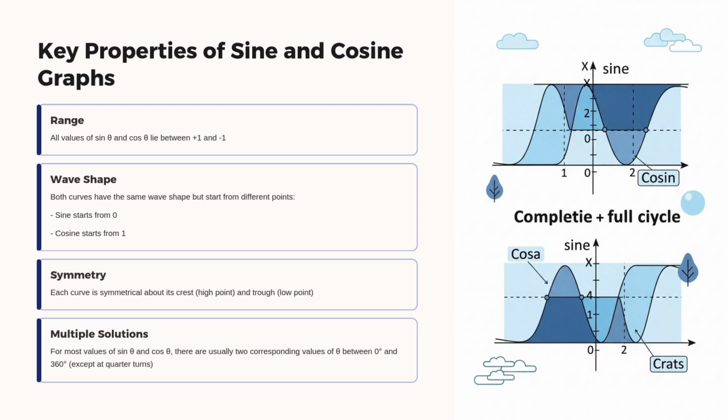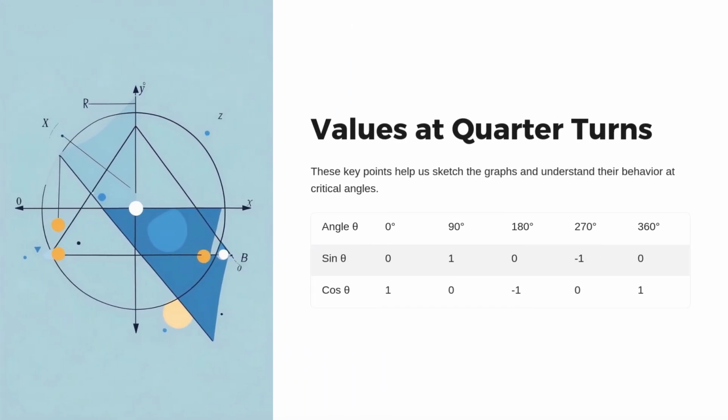Multiple solutions. For most values of sine theta and cos theta, there are usually two corresponding values of theta between 0 degrees and 360 degrees, except at quarter turns. Values at quarter turns. These key points help us sketch the graphs and understand their behavior at critical angles. Observe the table values before we move along.